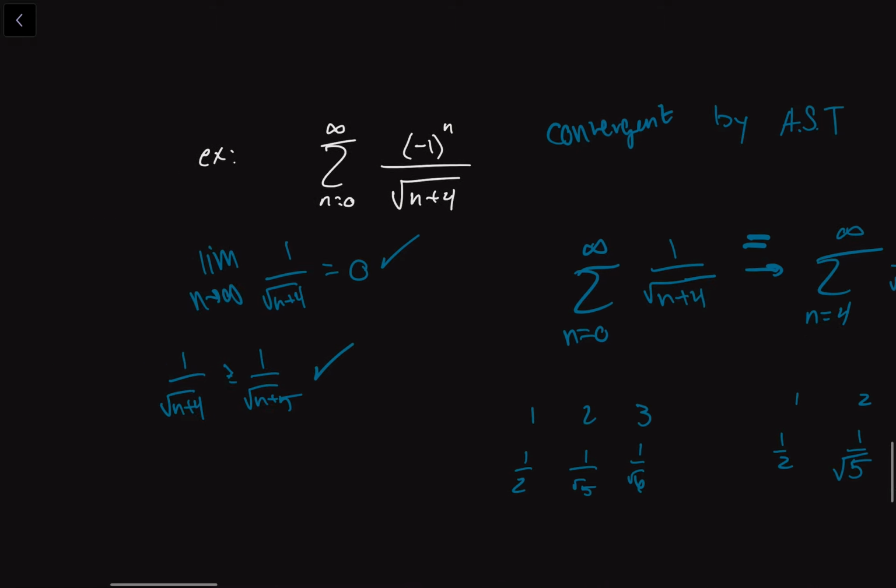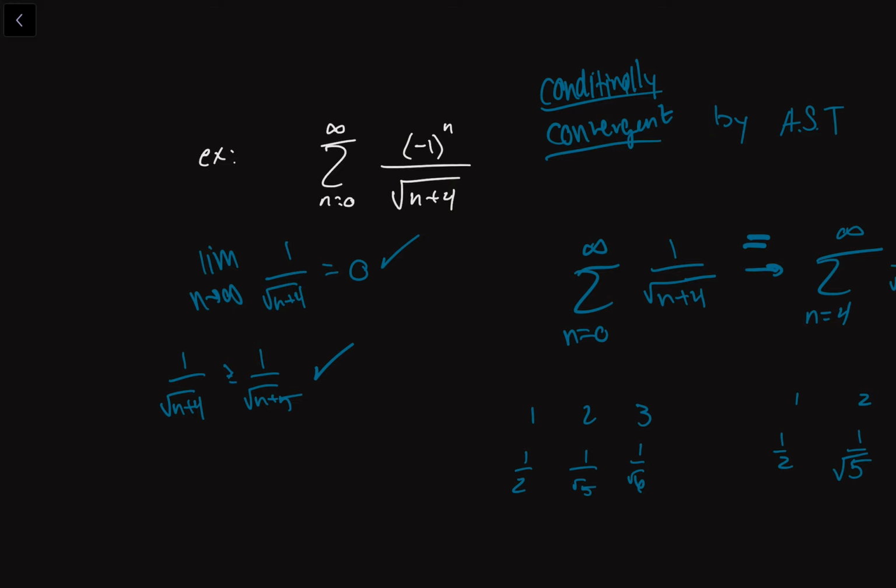So in essence, without this alternating term, this series will diverge. And with the alternating term, we proved that it converges. So what do we call that? We call that conditionally convergent.